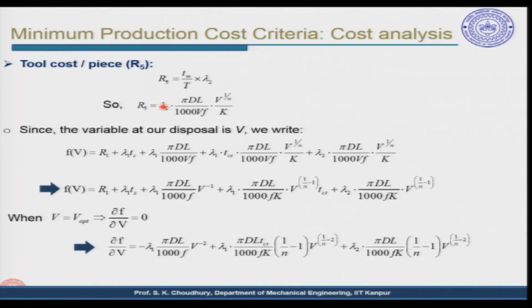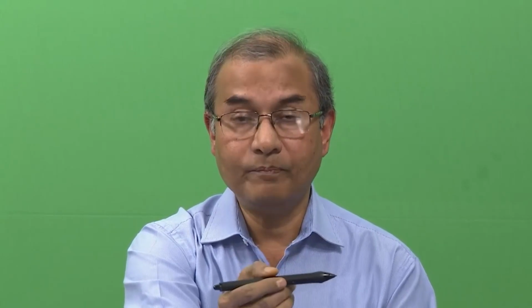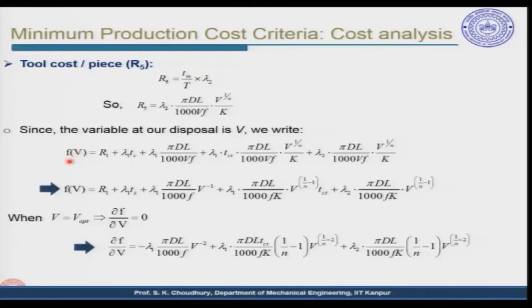Now, the variable at our disposal, as we said, is the cutting velocity. That means, for the cutting velocity we will try to find out the optimum value for which the cost will be minimum. So, therefore, the function that we will be having, that is the cost per piece, will be a function of the velocity, let us say.